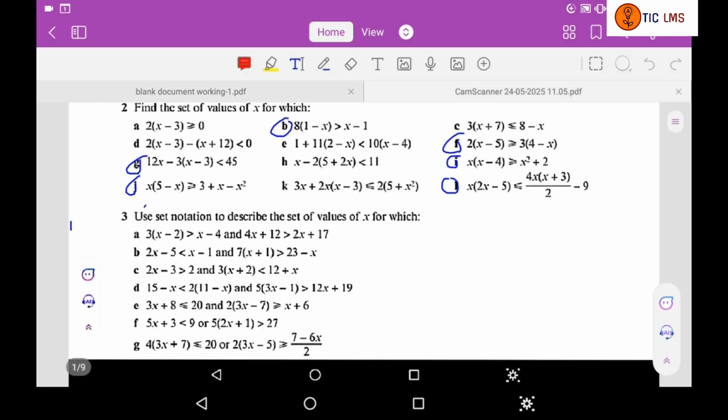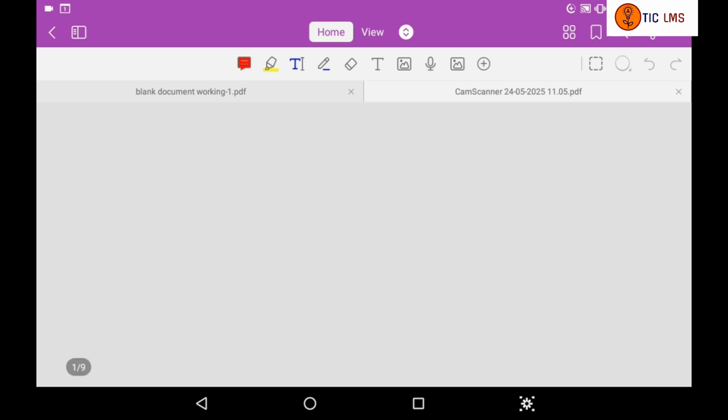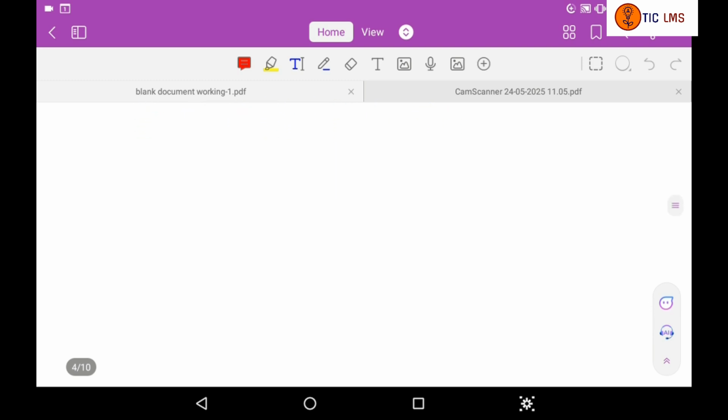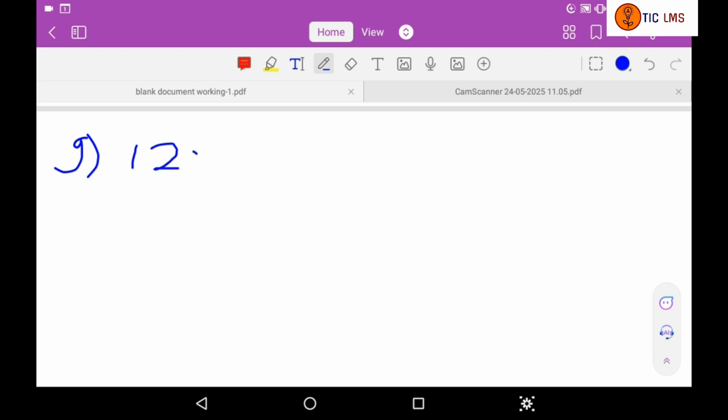Let's take a look at something that may be a little bit different. Let's consider g. 12x minus 3 into bracket x minus 3. So for g, we have 12x minus 3, open bracket x minus 3, less than 45.